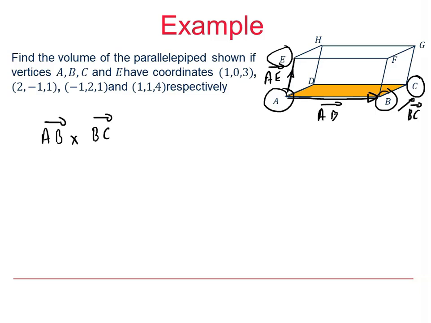So first of all, what I'd like you to do is to find AB, BC and form the cross product of those, and then when you've done that, come back to the next slide which will go through the solution.